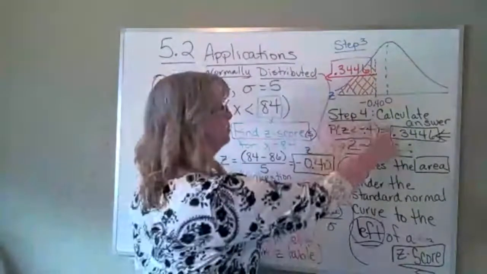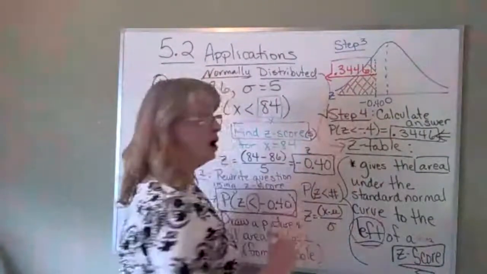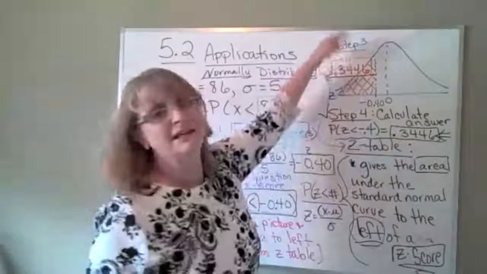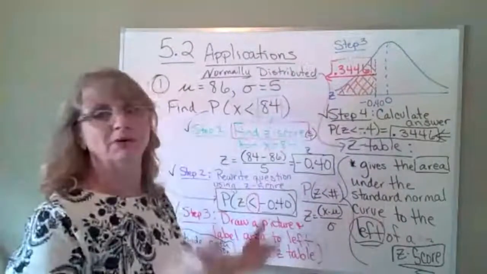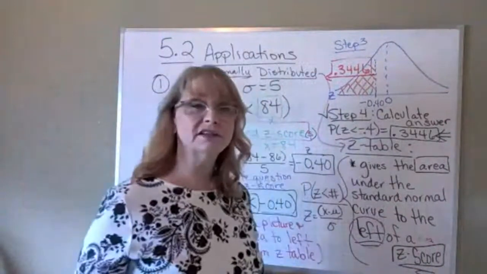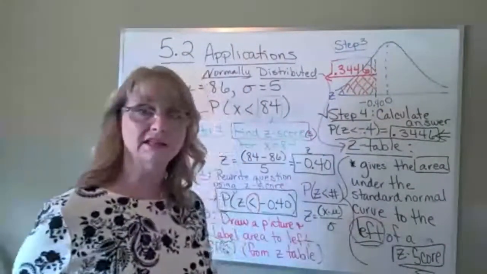And then step 4 is to calculate the answer. On this one, there wasn't much of a calculation because the area we shaded is the area that we got from the table, and so it's all the same, and so that was our answer. Let's do one where it's not exactly our answer and see what that looks like.